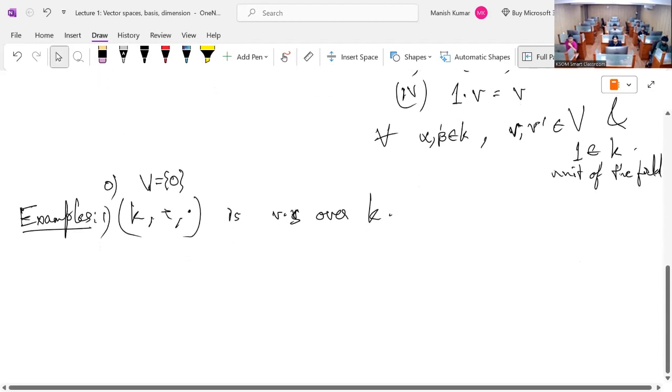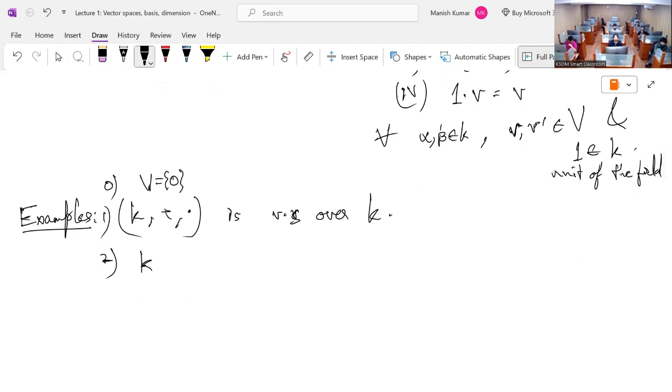And then, of course, since you are familiar with vector spaces, you'll also know that if you take K power n, n-tuples of K, then K power n is a vector space.